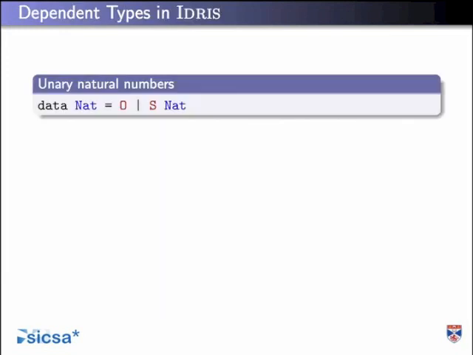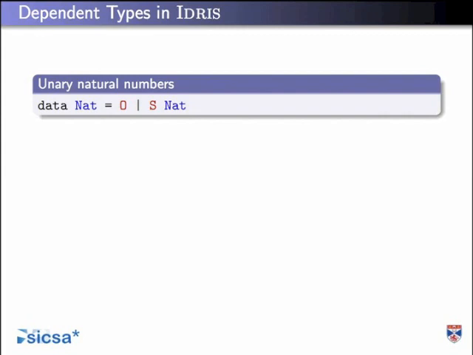Right, so I guess we should see a little bit of code. That would be nice. Let's see what programs actually look like. The traditional way to start is with natural numbers, lists with length. The kind of data declaration we have here, this is just like you would see in Haskell. So this would equally be valid Haskell. So natural numbers are either zero or the successor of another natural number.